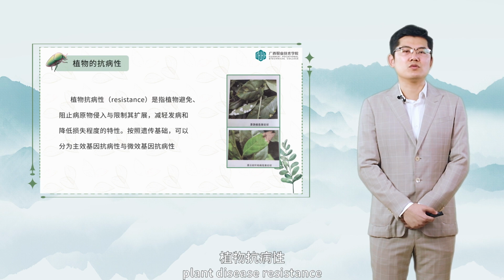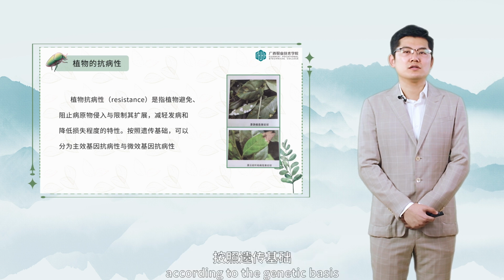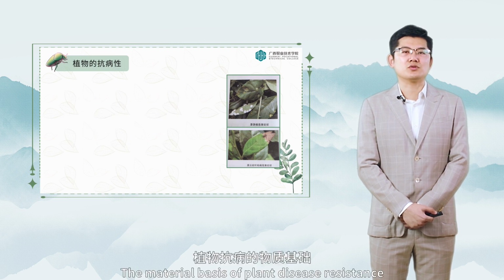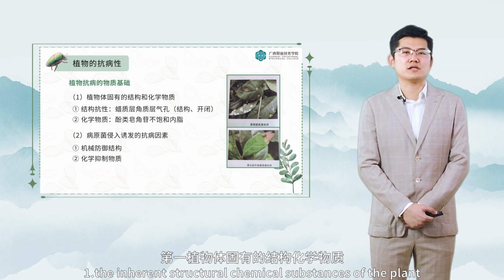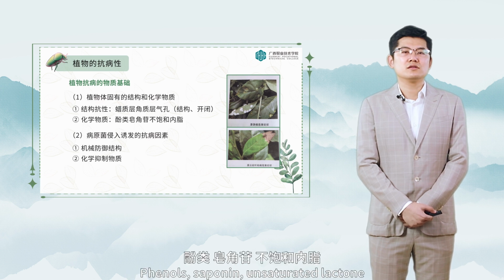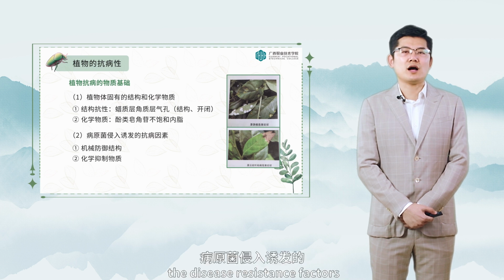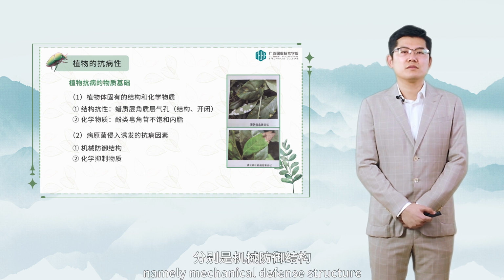3. Plant disease resistance. Plant disease resistance refers to the characteristics of plants to avoid and prevent pathogens from invading. According to the genetic basis, it can be divided into major gene resistance and minor gene resistance. The material basis of plant disease resistance is divided into two kinds. 1. The inherent structures and chemical substances of the plant, including structures and chemical substances such as phenols and unsaturated lactones.